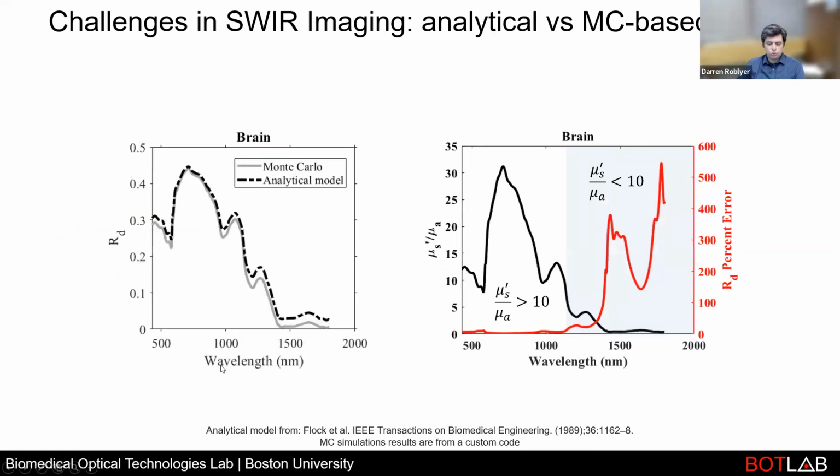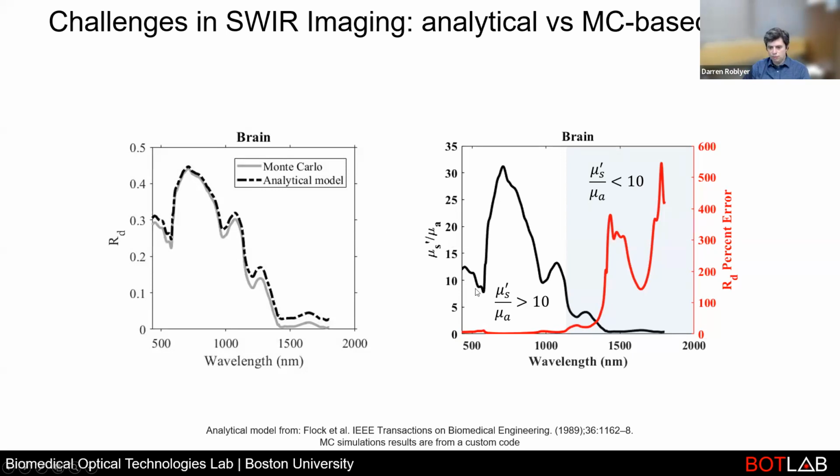Other challenges include the models we use to understand how light propagates through tissue. So I mentioned this earlier in the talk, but it's quite common in the near-infrared wavelength range to use an analytical model of light diffusion. But one of the assumptions for this model, because it's an approximation, is that scattering is much higher than absorption. So if one compares diffuse reflectance for brain tissue from an analytical model versus the gold standard Monte Carlo, they match pretty well up to about 1,000 nanometers, and then they start to diverge.